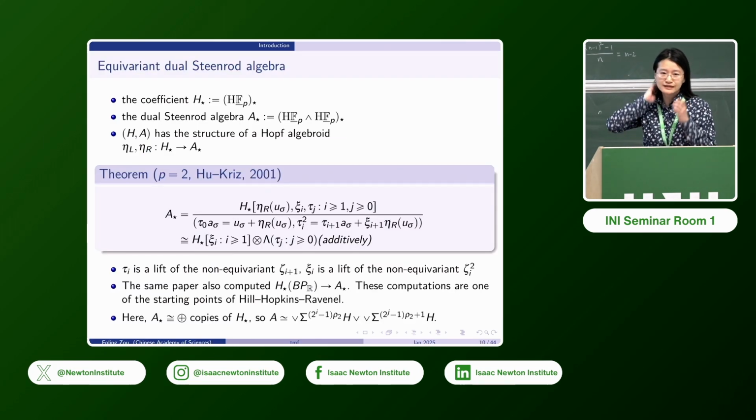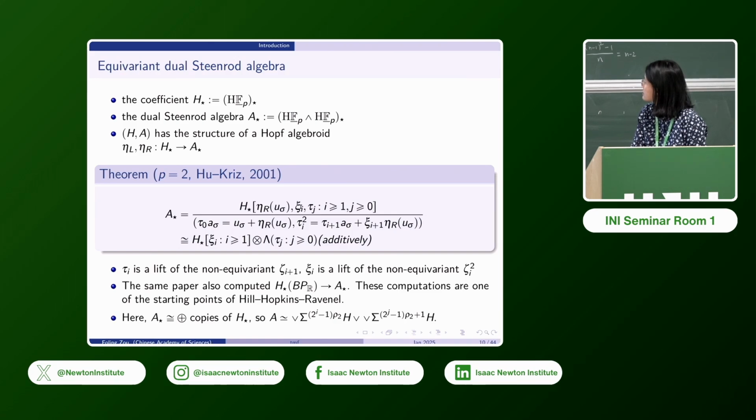Okay, so now I'm going to explain some results on equivariant dual Steenrod algebra to elaborate on why C3 behaves somewhat differently than C2. So as always, we write H star, A star for the pair of dual Steenrod algebra, and now we have a structure of a Hopf algebroid, and Hu-Kriz computed the Hopf algebroid for p equals 2 and the group C2, and it has this form.